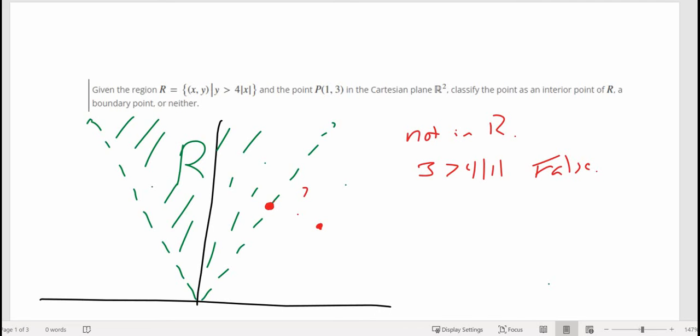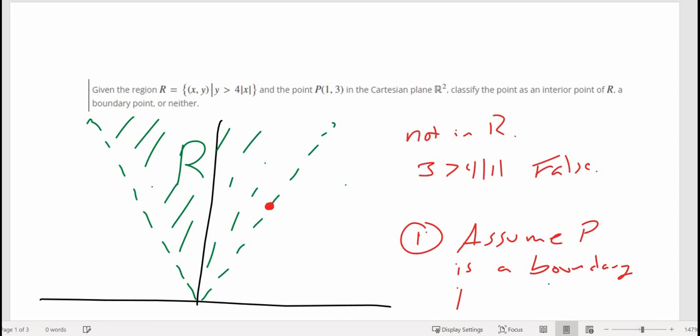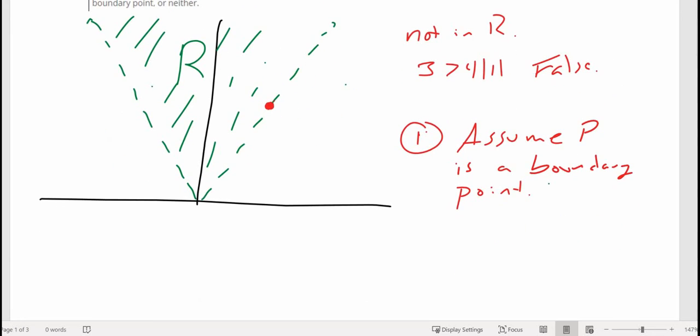Now, let's assume that it's right on the edge. So that is actually step 1. Assume P is a boundary point. Now, if P is a boundary point, what does that mean?